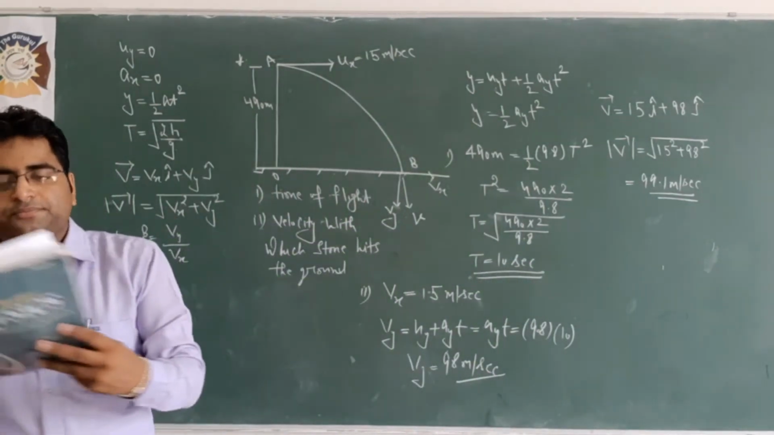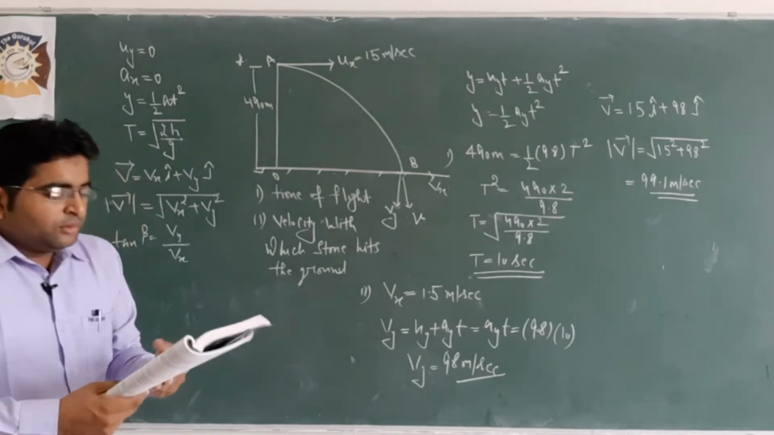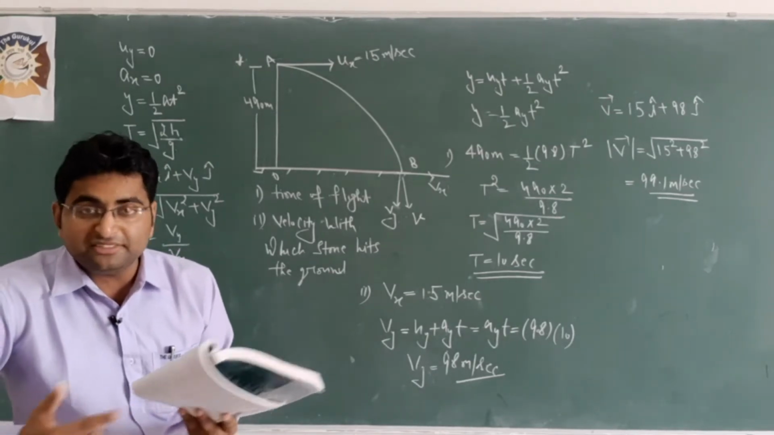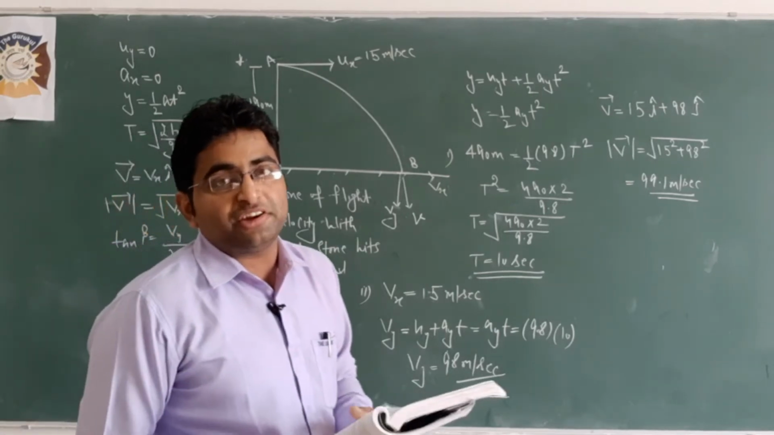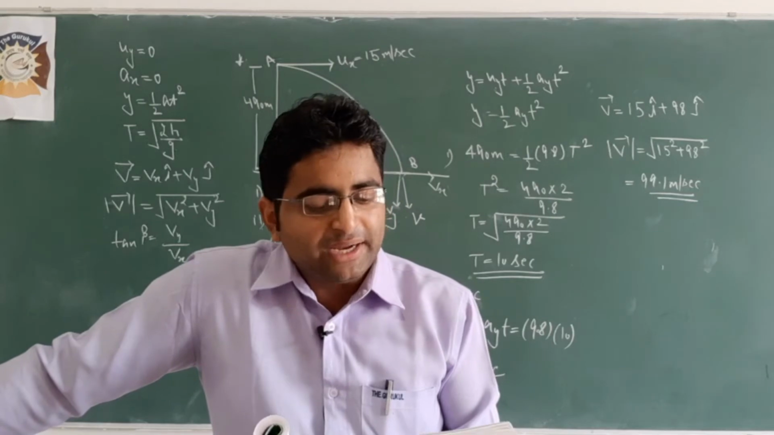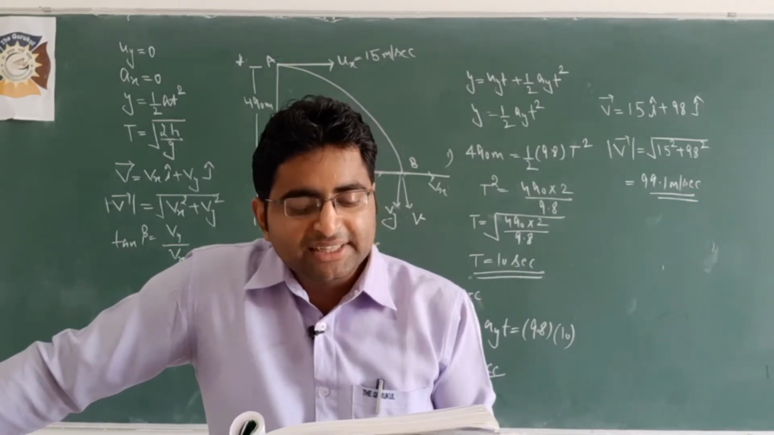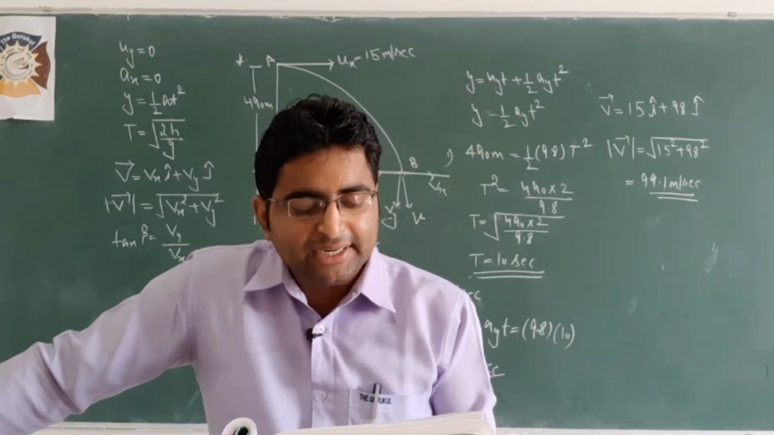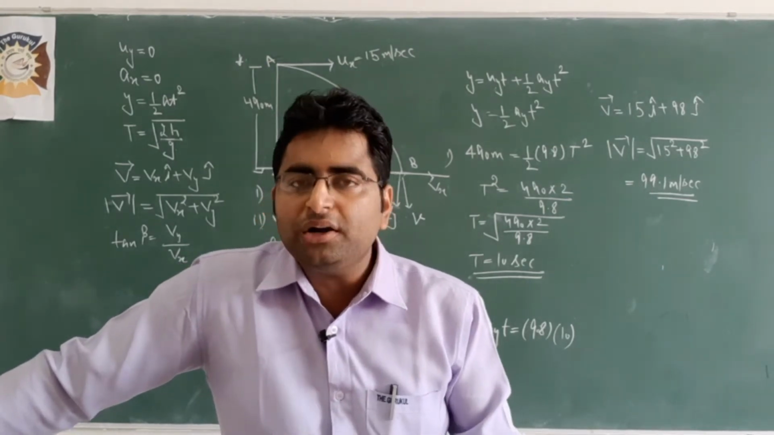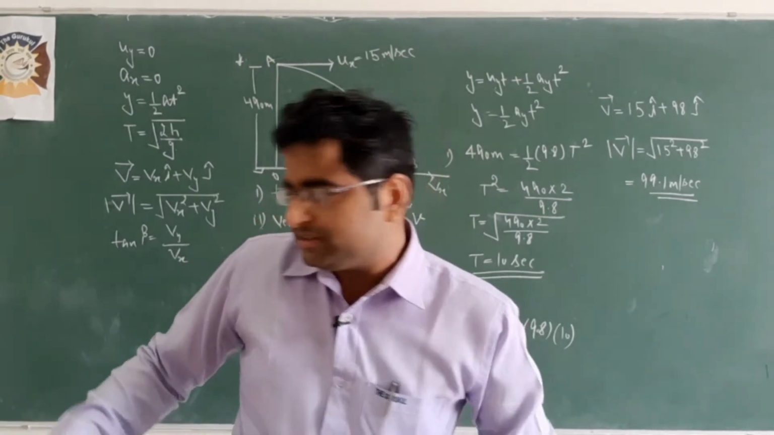Okay beta, now second question. Listen carefully. A body is thrown horizontally. It means again it is a case of horizontal projectile from the top of a tower and strikes the ground after 3 seconds at an angle of 45 degree with the ground. So beta, first of all draw the diagram for this condition.